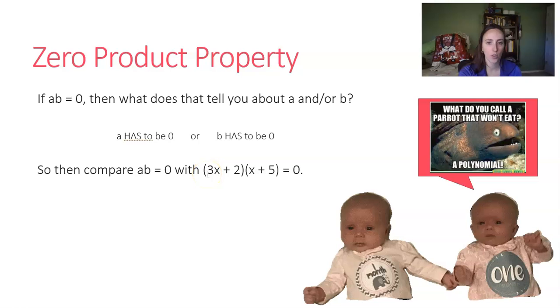What if it's now 3x plus 2 times x plus 5 equaling 0? I still have two things being multiplied together and it equals 0. Just because it doesn't look like it's just a number that's 0, we know that this whole thing has to be 0 or this whole thing has to be 0. So that's how we go about finishing solving a polynomial, by using the concept that one of these must be 0.